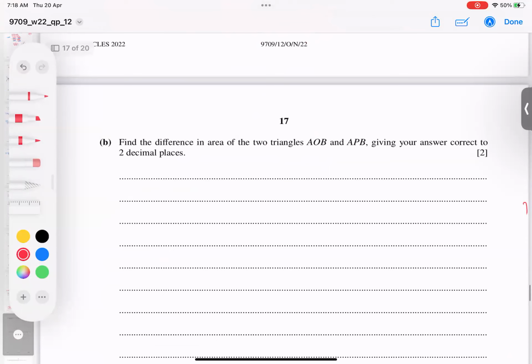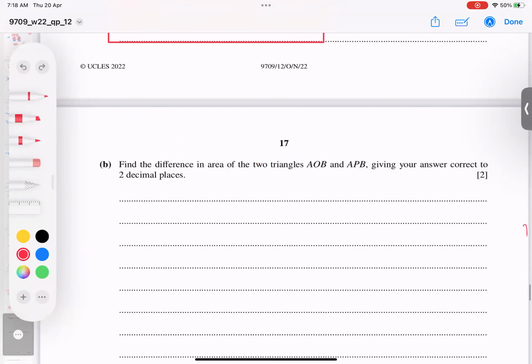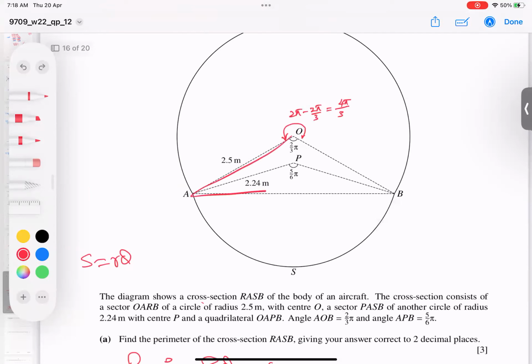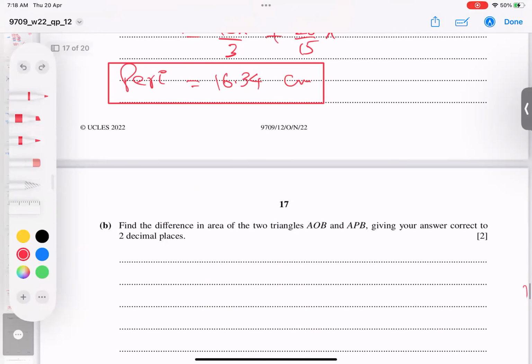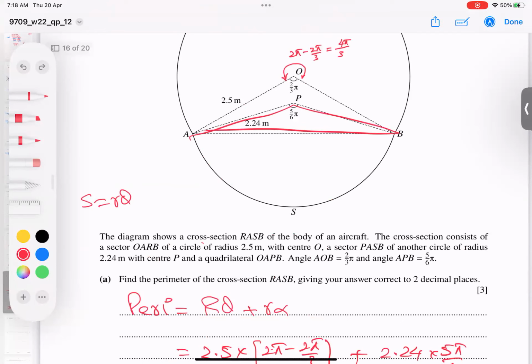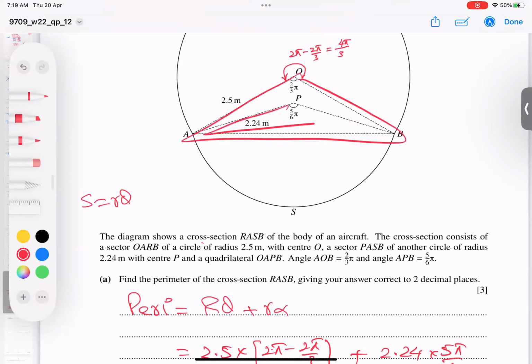Next part is asking here, find the difference in area of the two triangles AOB and APB, correct to two decimal places. Which area are we talking about? Triangle OAB is the big triangle, and then he is asking APB. Let me check. Yeah, APB. So one is a big triangle and one is a small triangle. And when from the big triangle I subtract this triangle, this white part is left behind.